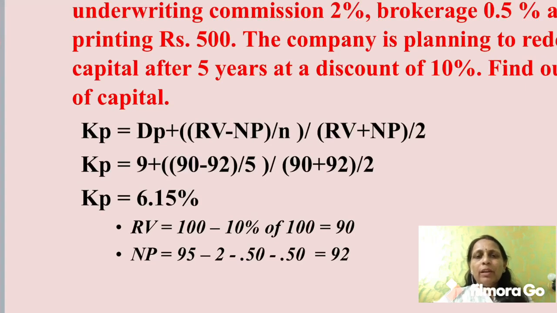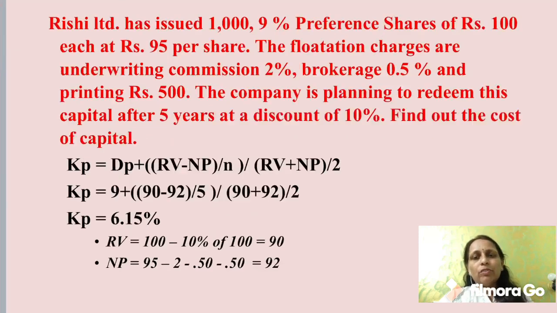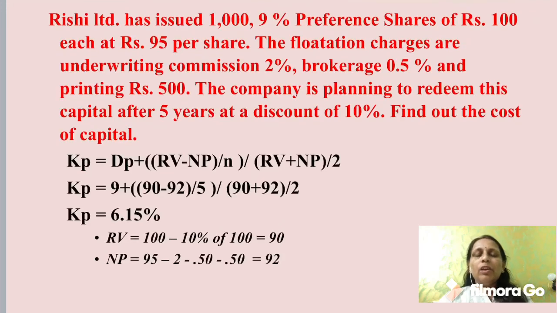Put this in the formula: 9 plus (90 minus 92), redemption value minus net proceed, divided by 5. Why 5? Because the tenure of this preference share is 5 years. So divided by 5, over (90 plus 92) divided by 2, which is the average of redemption value and net proceed. You will get the cost of capital as 6.15. So understand what is given in the question. Redemption value and net proceed are the only things that you have to calculate. Put it in the formula, learn the formula, and the calculation of this preference cost will be very easy.